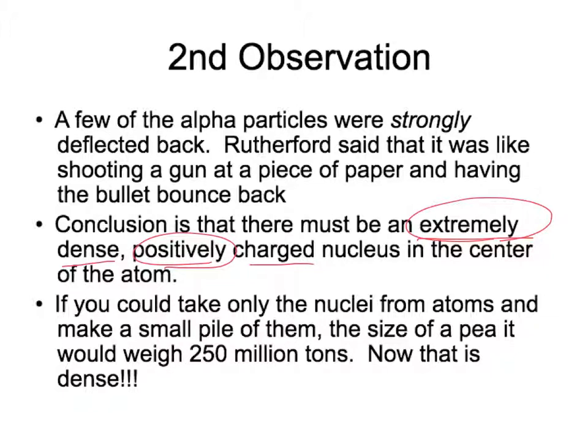What they came up with later is the density of this thing. If you could take the nuclei from atoms, work through all the space and just get the nucleus, you could make a small pile of it, the size of a pea, of just nuclear material, and it would weigh 250 million tons. That is an incredibly dense material. So you think about radioactivity or atomic weapons, you can see the incredible power there.